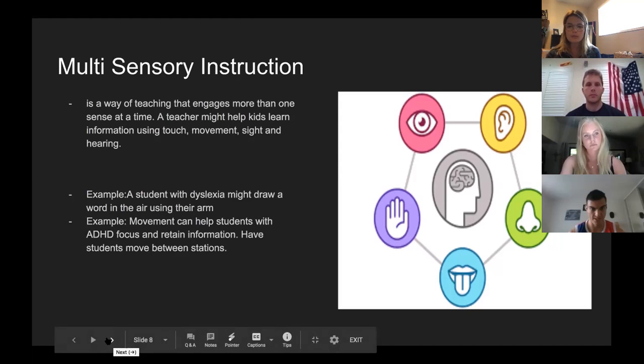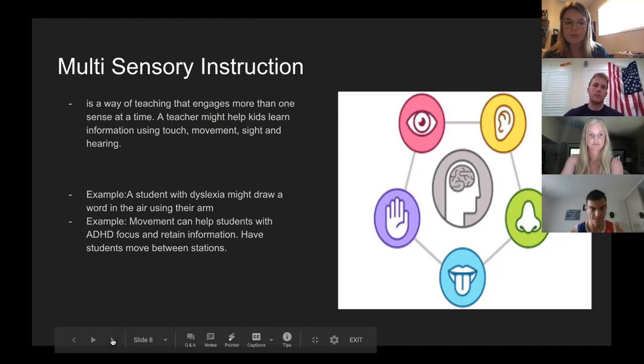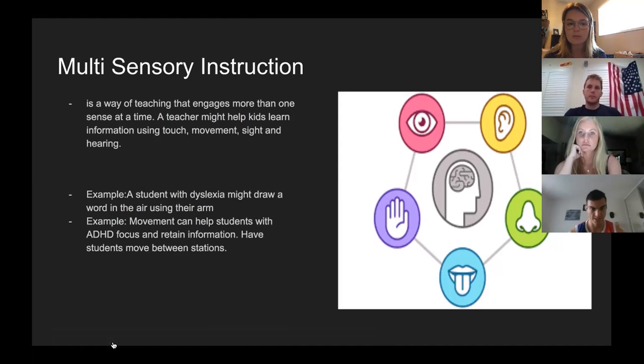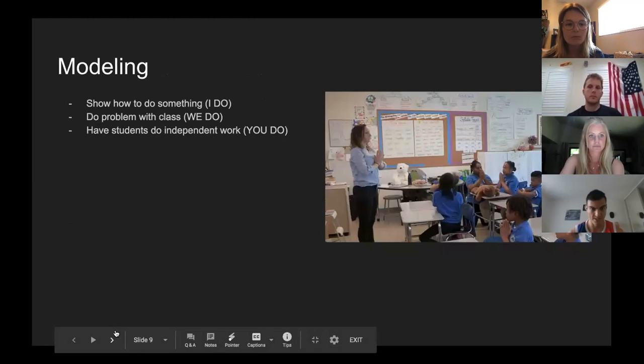For example, maybe a student with dyslexia, who has issues with visual learning, might draw a word in the air using their arm. Another example that you can see on the screen: maybe a kinetic learner, again using an example of a student who may have been diagnosed with ADHD. You could use movement in the lesson plan to help stabilize their focus, like a gallery walk or something like that. That's multi-sensory instruction. Next one.